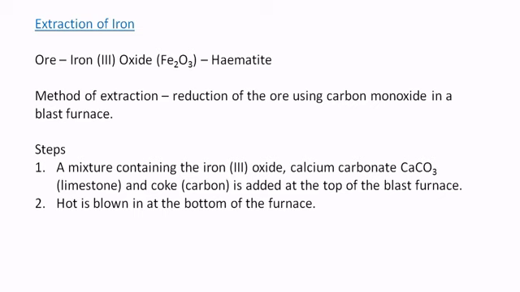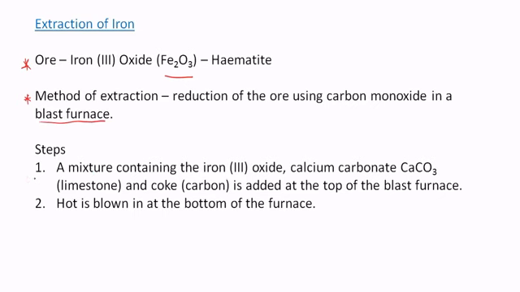Now the other extraction we need to be familiar with is the extraction of iron. In this case, the ore is iron(III) oxide, and the formula is Fe2O3, and another name for it is hematite. Now if you recall where iron is in the activity series, it is somewhere in the middle. So the method of extraction is the reduction of the ore using carbon monoxide in a blast furnace.